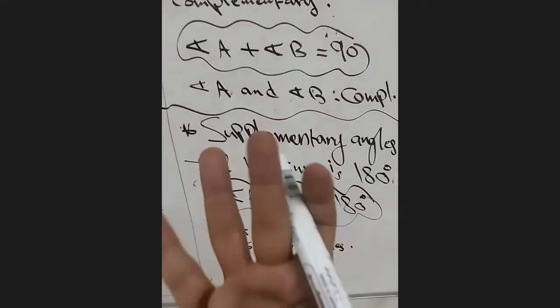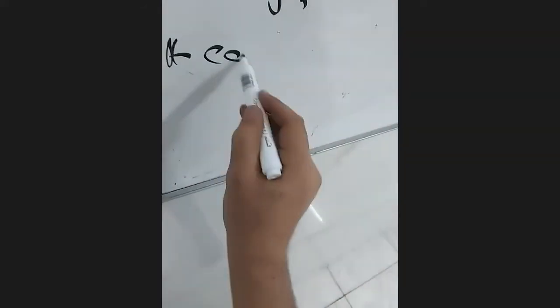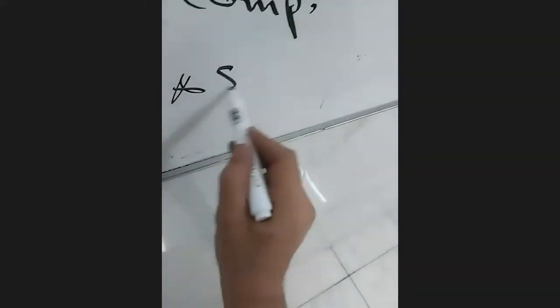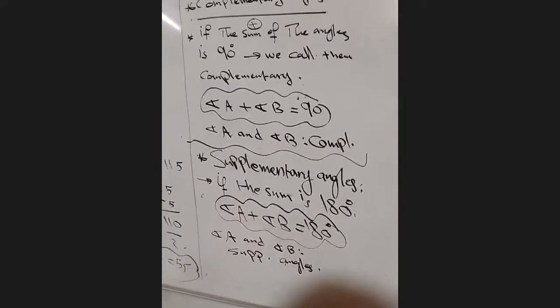Until now, guys, we have 4 pairs of angles. We have vertical, don't forget that. Vertical, adjacent, complementary, supplementary. So you have 4 pairs of angles, and you need to use them, to know how we use these angles. Now let's go to our book to see what we have there.